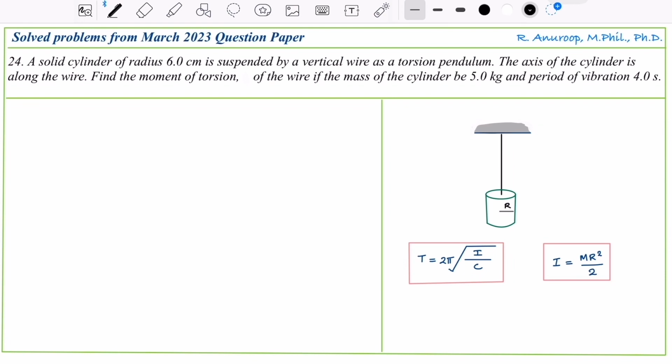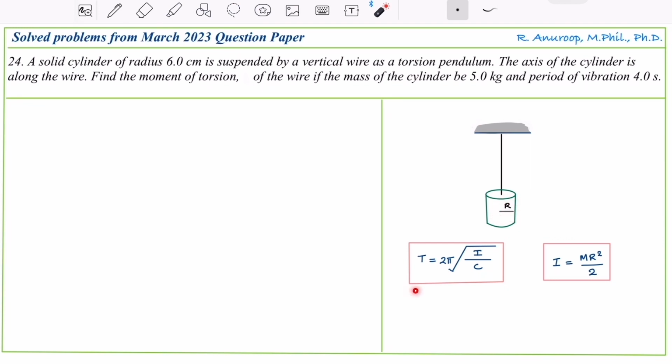In the present problem, a torsion pendulum is given, that is a wire which is fixed at one end, and on the opposite end a solid cylinder of radius 6 cm is suspended. This is the torsion pendulum arrangement. We have a wire which is fixed at one end, and to the opposite end a solid cylinder of radius capital R is suspended.